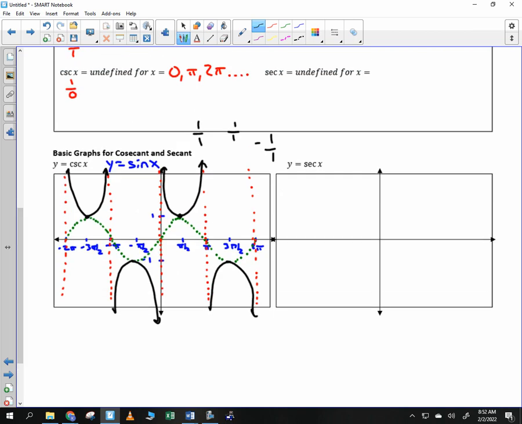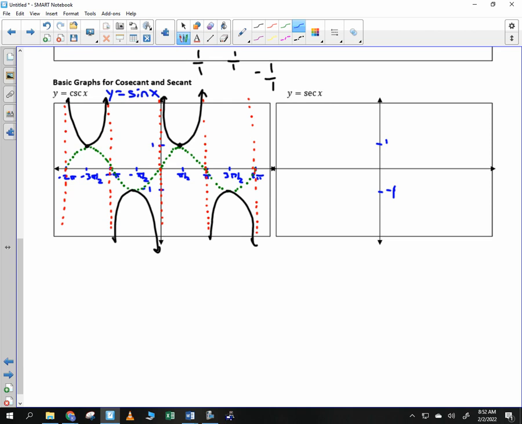Okay, I got you. All right, let's try secant now. So I've got 1 and I've got -1. And the period is still, we're going to mark off 2 pi.